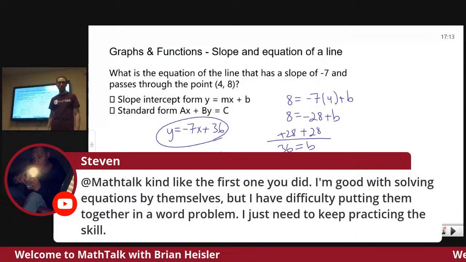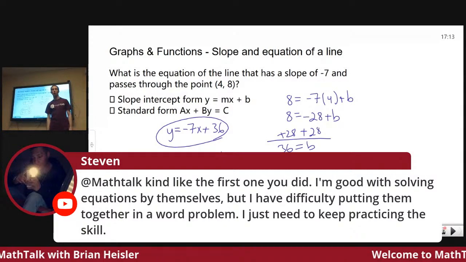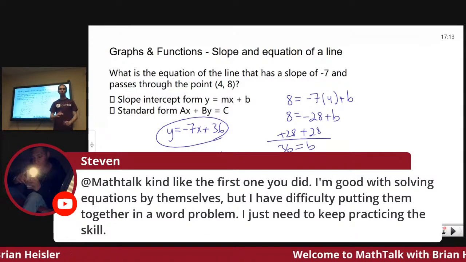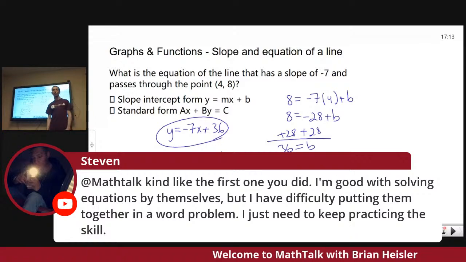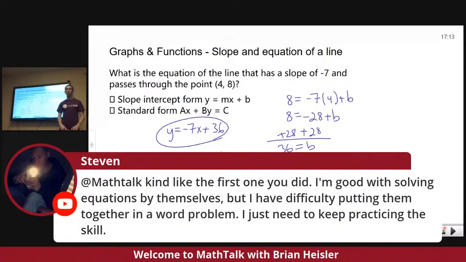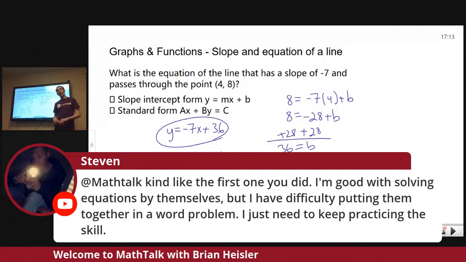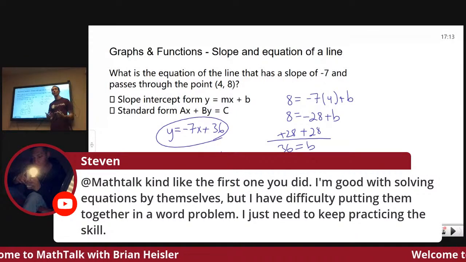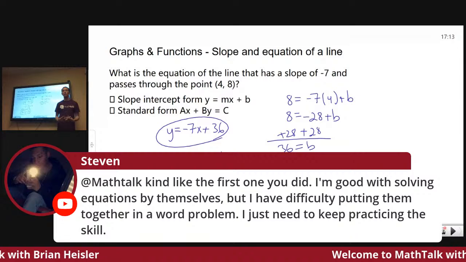All right. So I like the first one you did. Thanks. Good with solving equations by themselves. I have difficulty putting them together in a word problem. I just need to keep practicing the skill. Yeah, definitely. I can't encourage enough that practice definitely helps, especially with math.